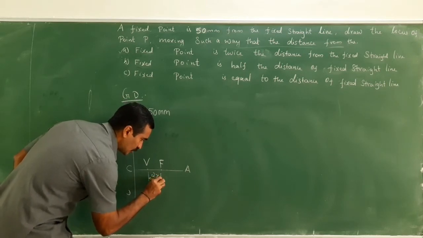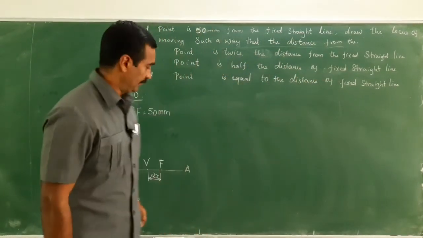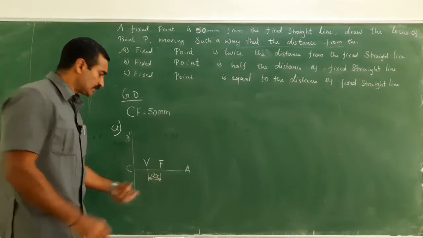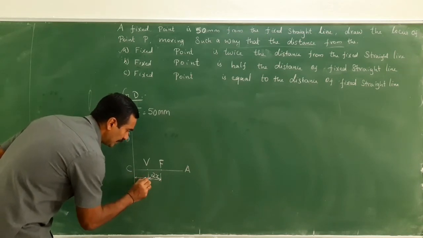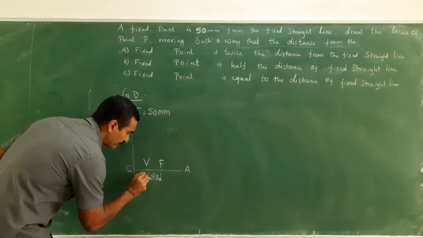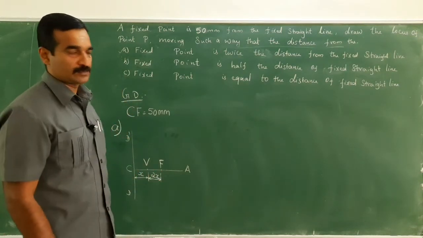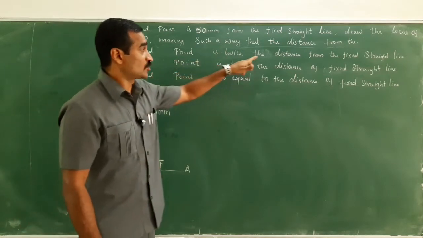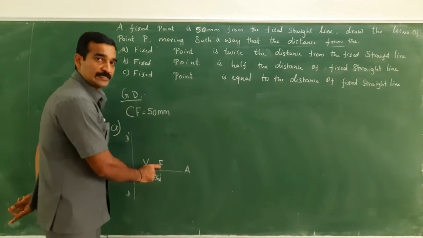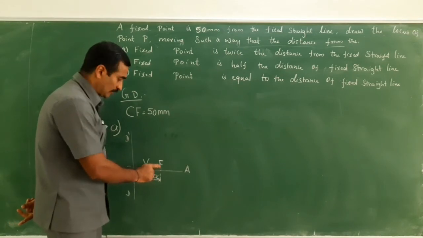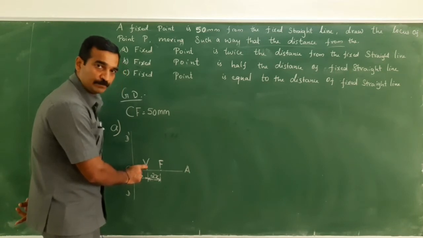Twice. Oh, 2x. Right? The distance from the fixed straight line. So, this is twice the distance between V and C, that is, moving point to the fixed straight line. If this is x, this could be 2x. The distance to the fixed point is twice the distance to the fixed straight line. If this is 2x, naturally this could be x, because it is twice the distance of CV.